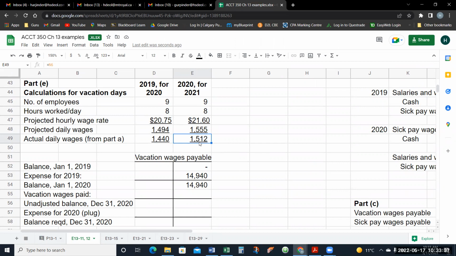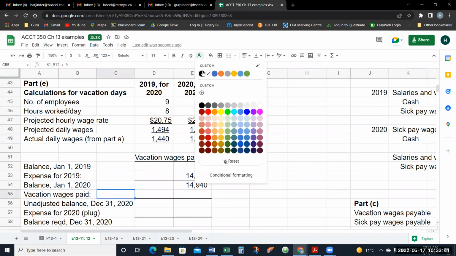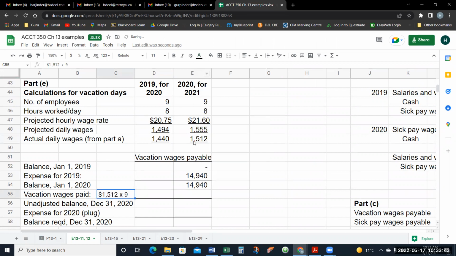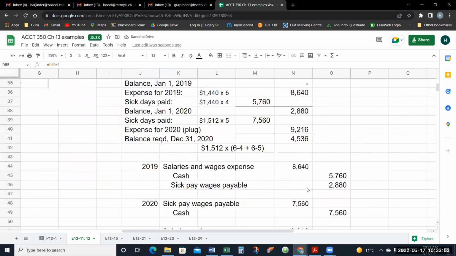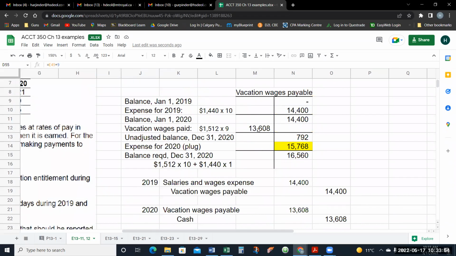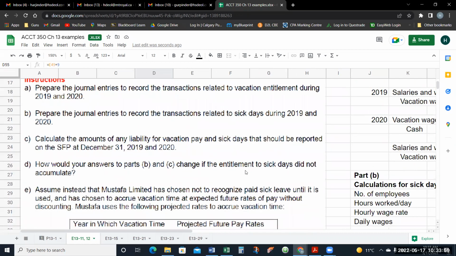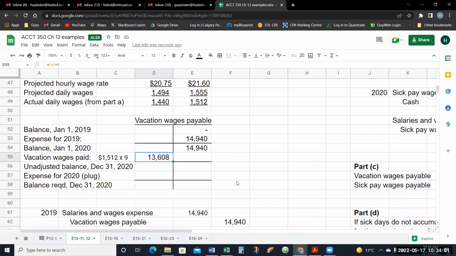So based on that, we're actually going to be paying these employees at the rate of $1,512 per day. So 9 paid leaves at $1,512 each. The cash that the company paid to the employees was $13,608, which is exactly the same that we had up here, $13,608. Now, what's going to be different is how we then calculate the ending balance and so on. So first of all, looking at the vacation wages here.